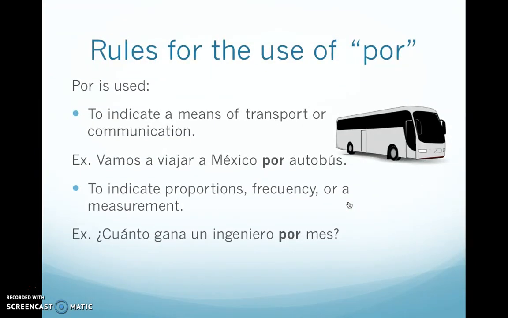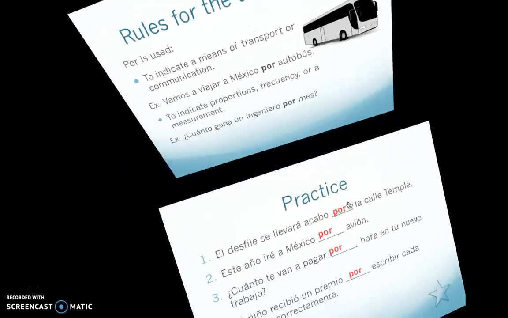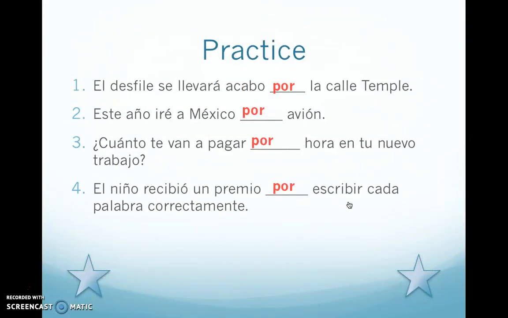Por is also used to indicate a means of transport or communication. For example, vamos a viajar a México por autobús. Lastly, por is used to indicate proportions, frequency, or a measurement. Example, ¿cuánto gana un ingeniero por mes? Just how we practice the rules for para, we will also practice identifying the rules for the use of por.